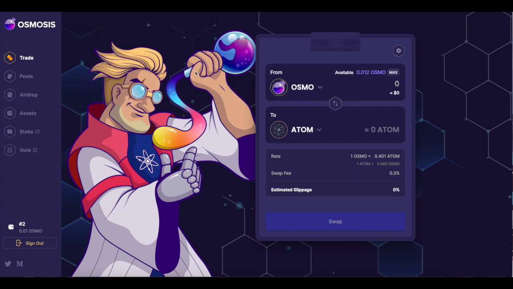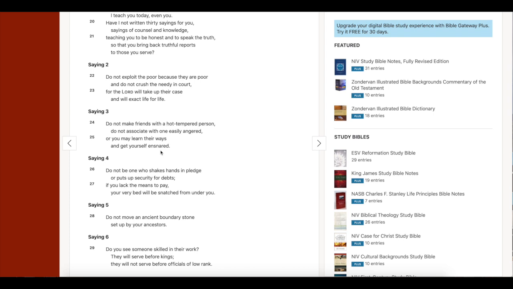Proverbs chapter 24. Do not make friends with a hot-tempered person. Do not associate with one easily angered, or you may learn their ways and get yourself ensnared. Dude, that is so true, man. Especially the people you surround yourself with are going to be a major influence on your life. So if they're quick to anger, then it's like, snap. I'm just going to be like a firecracker on steroids because I'm always going to be quickly angered.